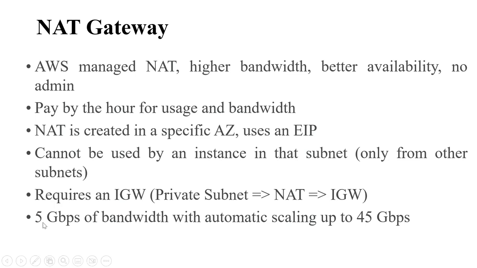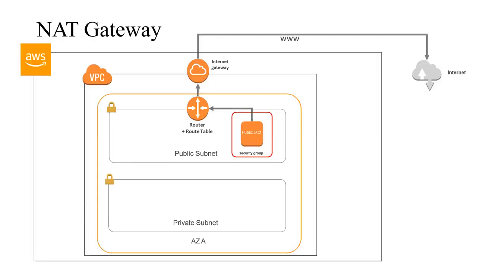It has the capability of 5 Gbps of bandwidth, with automatic scaling up to 45 Gbps based on the load or the data being transmitted through this gateway. Up to 45 gigabytes per second, it is going to manage that.